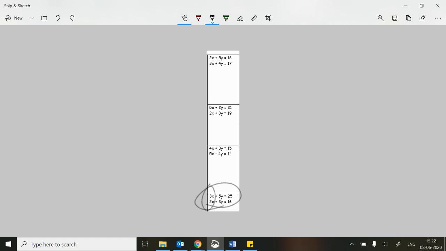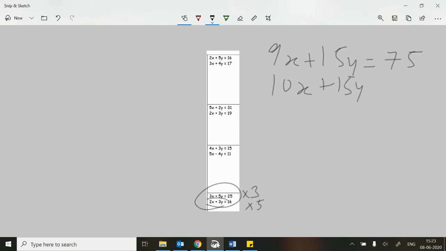Even if you can see that you can make both of those 6x, I'm still going to always do the middle ones. So I'm going to times this by 3, and I'm going to times this by 5. So that will give us 15y in the middle of both of them. So if I do the first one times by 3, I'm going to get 9x and 15y equals to 75. Sorry. And then for the second one, times that by 5, we've got 10x, and we've got 15y, so timesing everything here by 5, and then equal to 80, times 16 by 5.